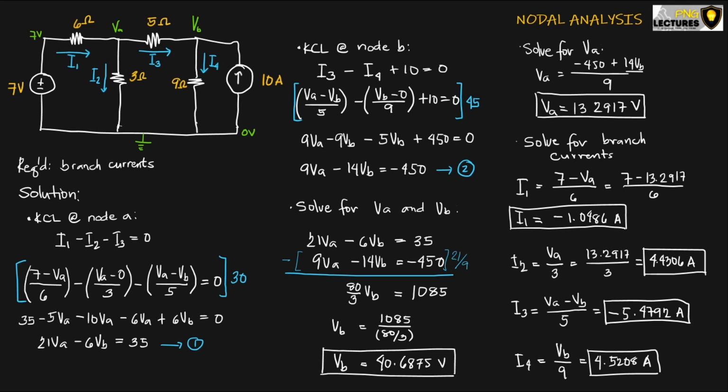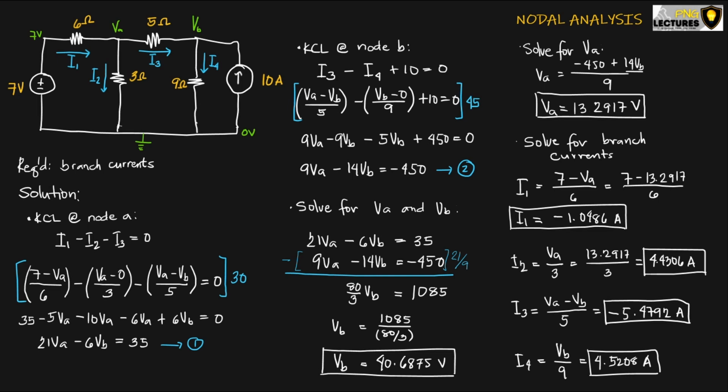So that is the process of using nodal analysis to solve for our branch circuit currents. It is quite simple. Let us review that. Number one, we have to identify our reference node or our ground. The next one is to identify our non-reference nodes. In this case, we have VA and VB. Then we apply KCL to those non-reference nodes.